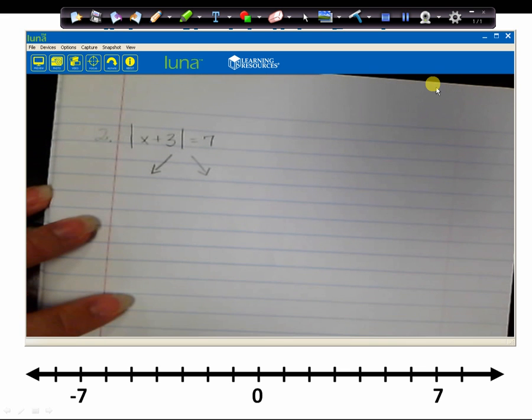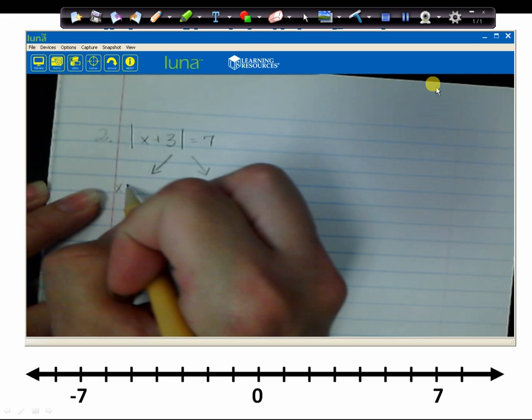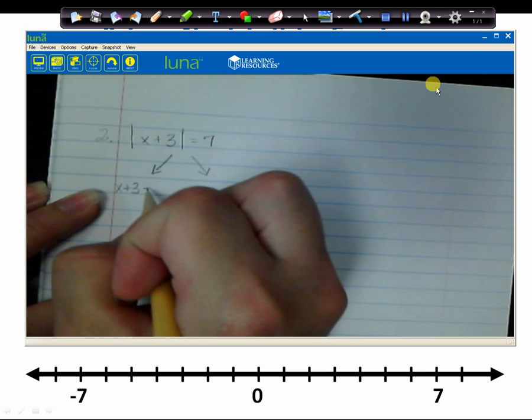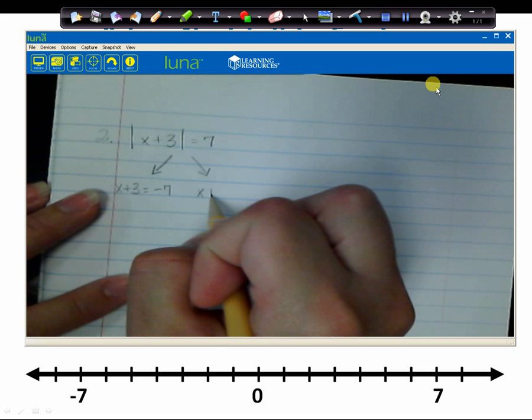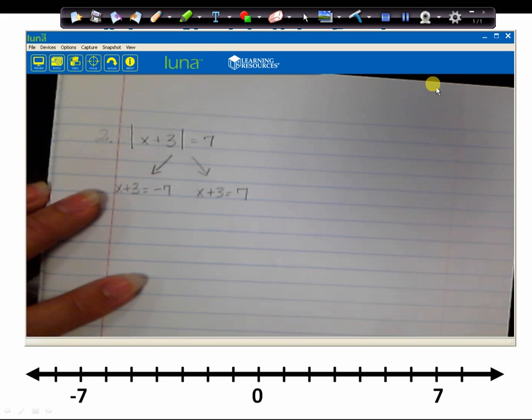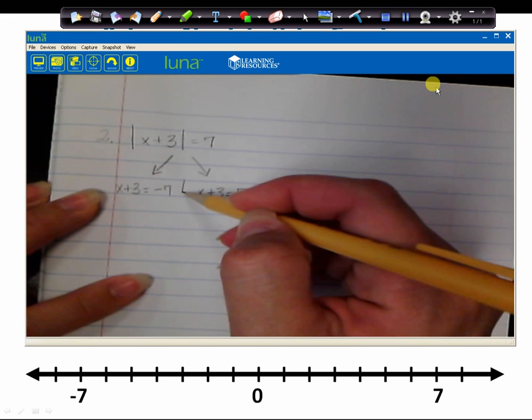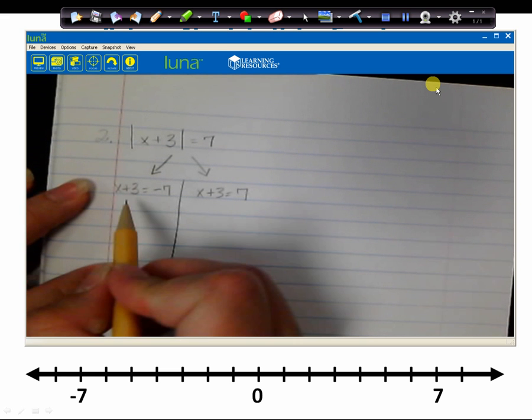There are a couple of steps here. We're going to drop the absolute value bars as we bring this down, and we're going to say x plus 3 equals negative 7. And then we're going to say x plus 3 equals positive 7. So these are my two separate equations. I'm going to draw a line down here just so I don't get confused, and I know that I'm working two separate equations. And now we just solve for x.